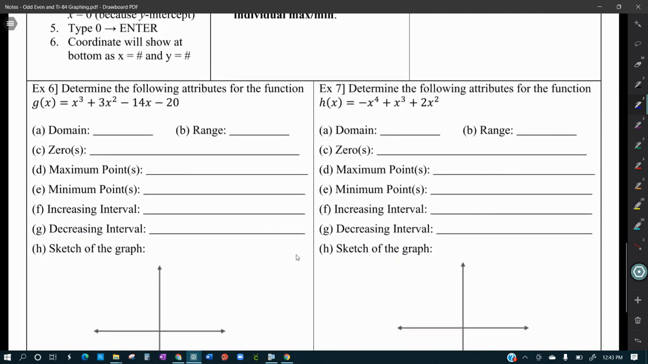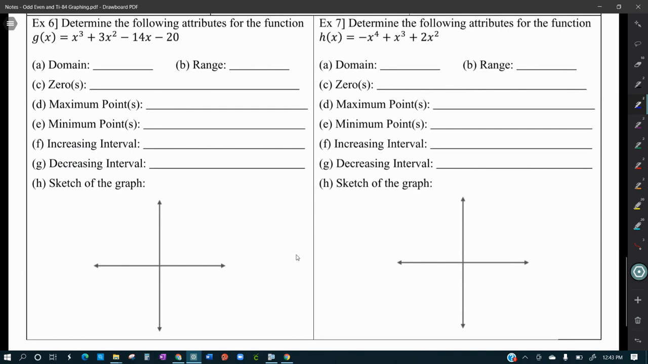So for 6 and 7, we're going to determine a few attributes, and then we're going to sketch a graph that shows up on our calculator just so we have it for our notes later. So number 6, determine the following attributes for the function g of x equals x to the third plus 3x squared minus 14x minus 20.